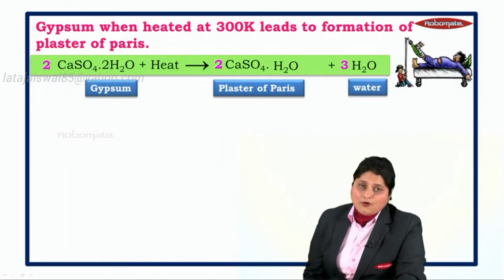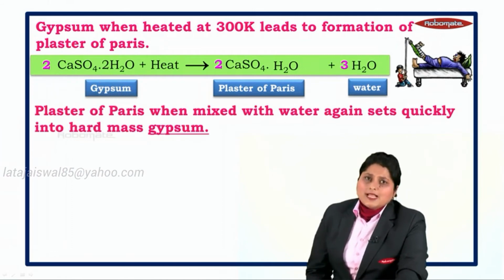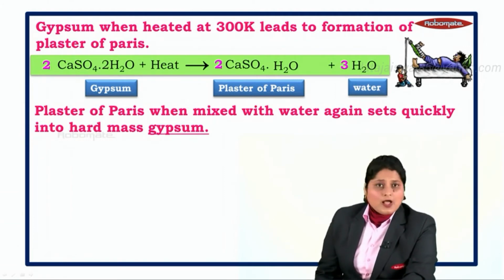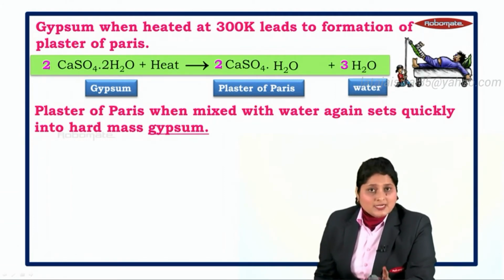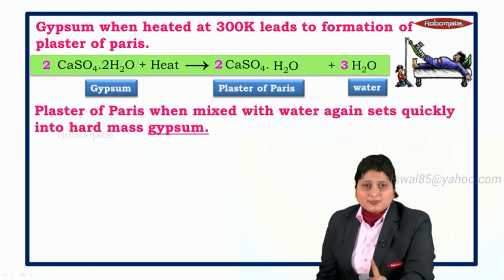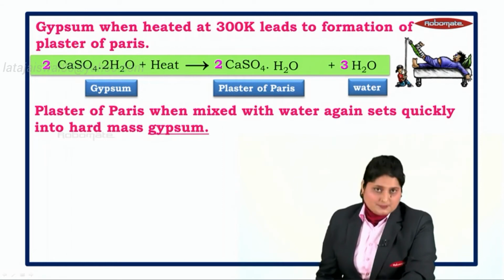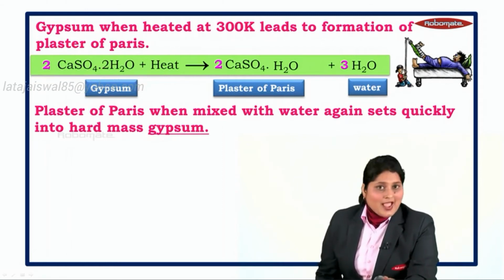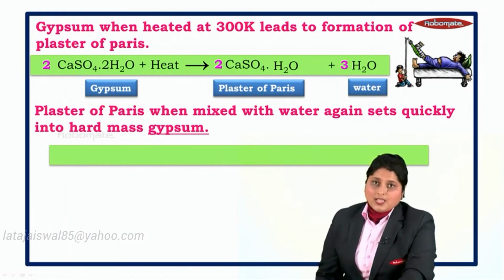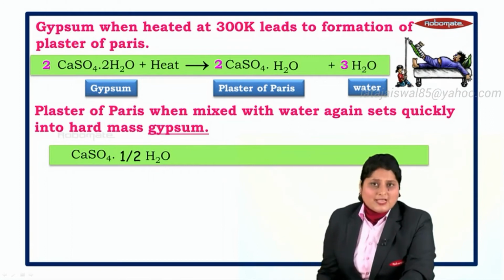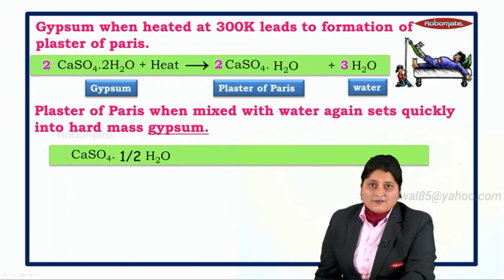Let's study ahead. Now this plaster of Paris, when mixed with water, again sets quickly into a hard mass called gypsum. So we have studied how to convert gypsum into plaster of Paris. Now we are studying how to convert plaster of Paris into gypsum. You remove water and you add water and you can convert one into the other. Let's study how. Now when we take plaster of Paris, that is POP, what is the formula of plaster of Paris? CaSO4·½H2O.